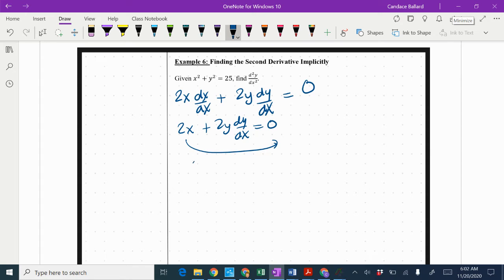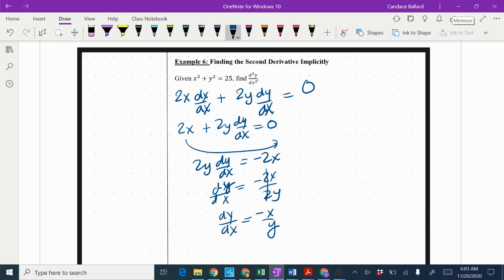We're going to move this to the other side. So 2y dy/dx equals, I'm subtracting that over, so it'd be negative 2x. And then I'm going to divide by the 2y. So negative 2x divided by 2y. This reduces. It should be dy/dx, not dx/dy. So dy/dx equals negative x over y.